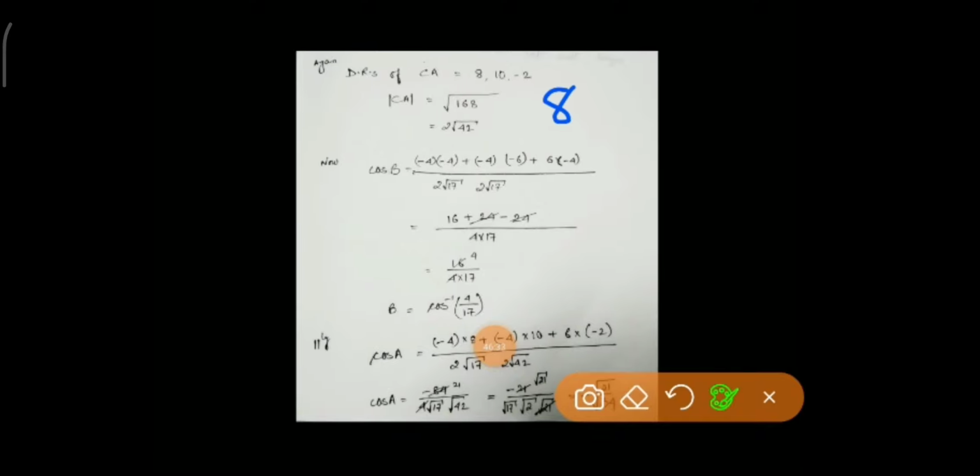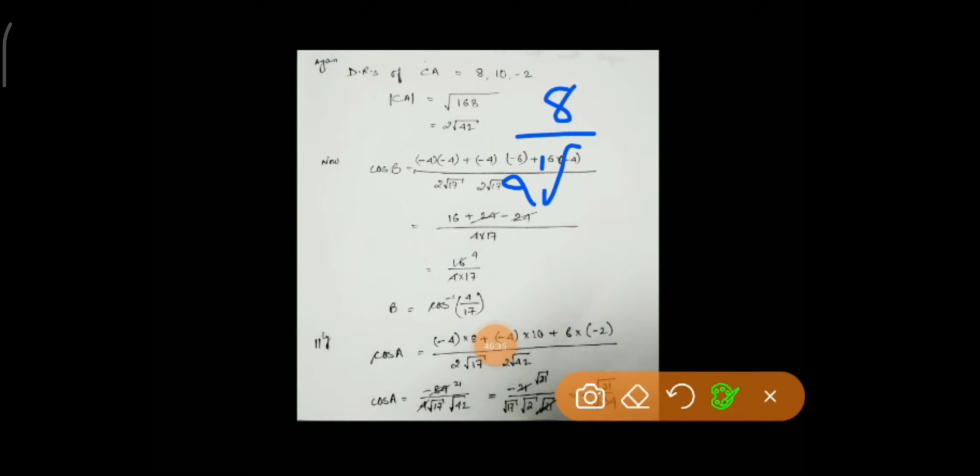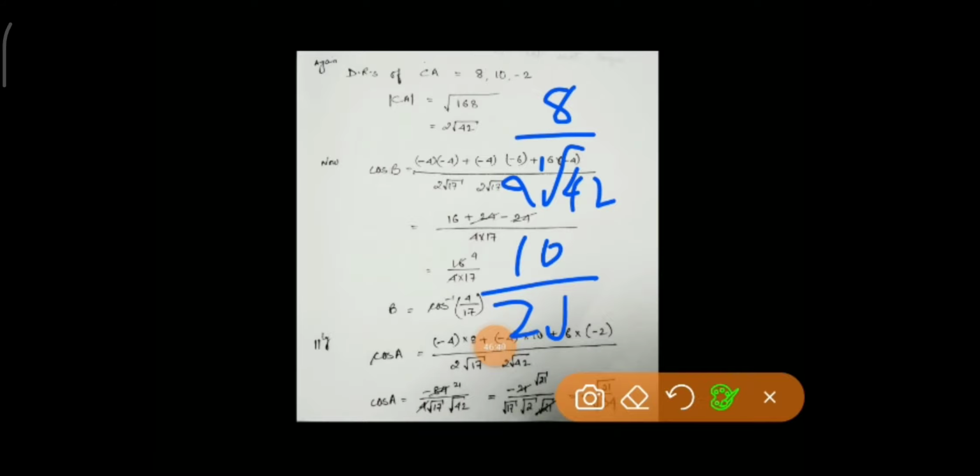Direction cosines for, suppose, CA: the direction cosines for CA will be 8 by 2 root 42. The other one will be 10 by 2 root 42. The third one will be minus 2 by 2 root 42. So this is how you will write the direction cosines for CA, and then you find out AB and BC. Now you find the angle between them. Now you look at the diagram.